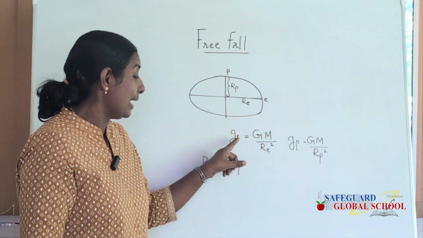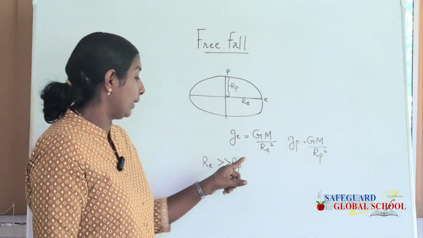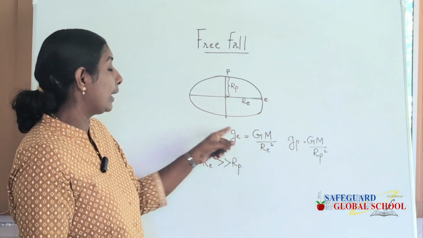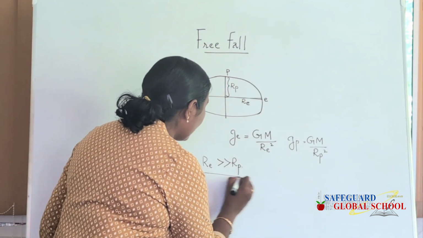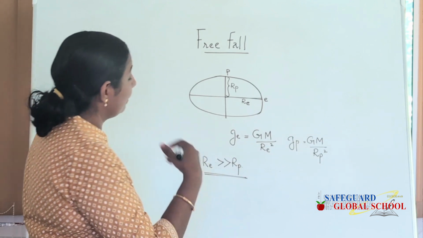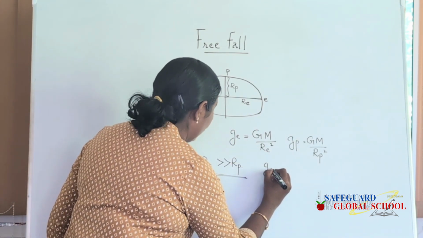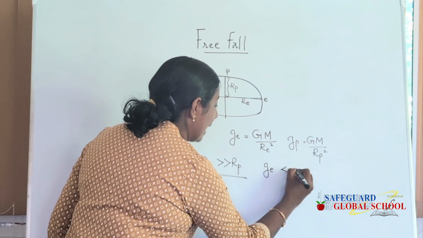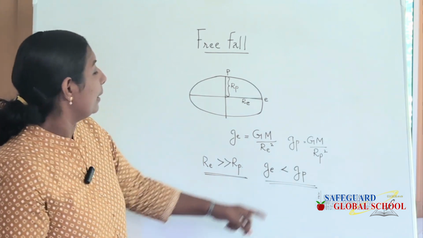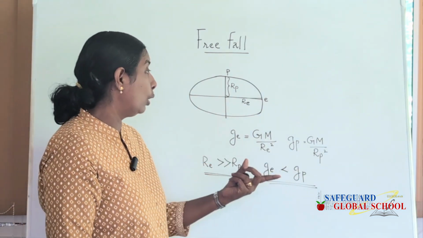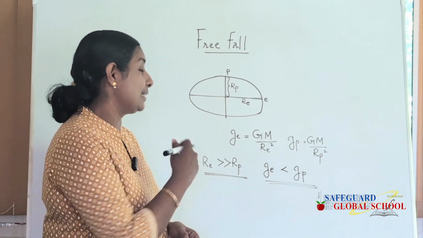We know that acceleration due to gravity is inversely related to radius. So when the radius increases, what happens to acceleration due to gravity? It decreases. So if R at the equator is greater than R at the pole, we can say that g at the equator is less than g at the pole. So where is acceleration due to gravity more? It is more at the poles. I hope that you have understood this concept.